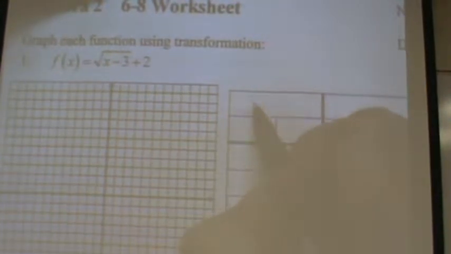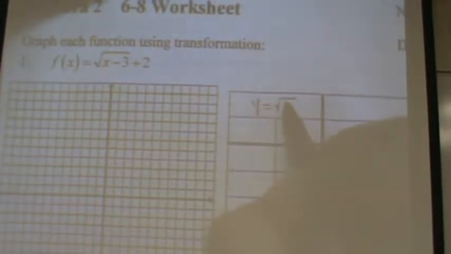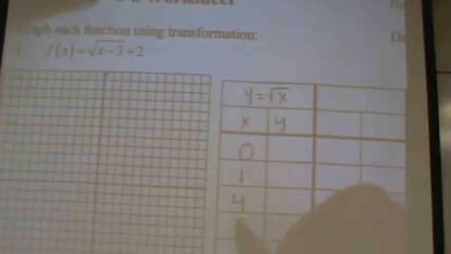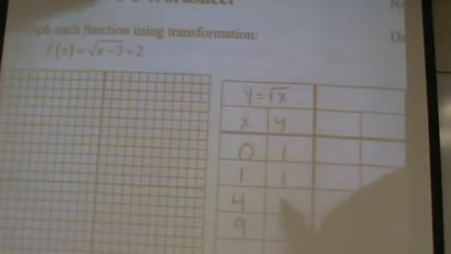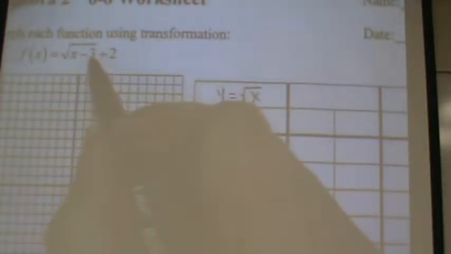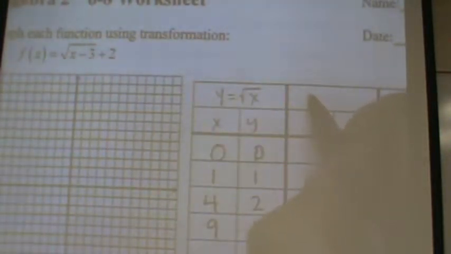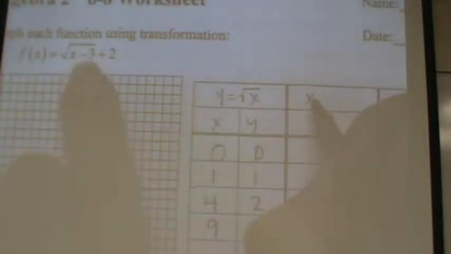You're gonna take the parent function, y equals the square root of x, and you have your x and your y, and really this is good enough. Whoops, 0, 1, 2, 3. And what are they asking you to do with this? What's the first operation you're gonna do? You're gonna take your x value and do what with it? Add 3.